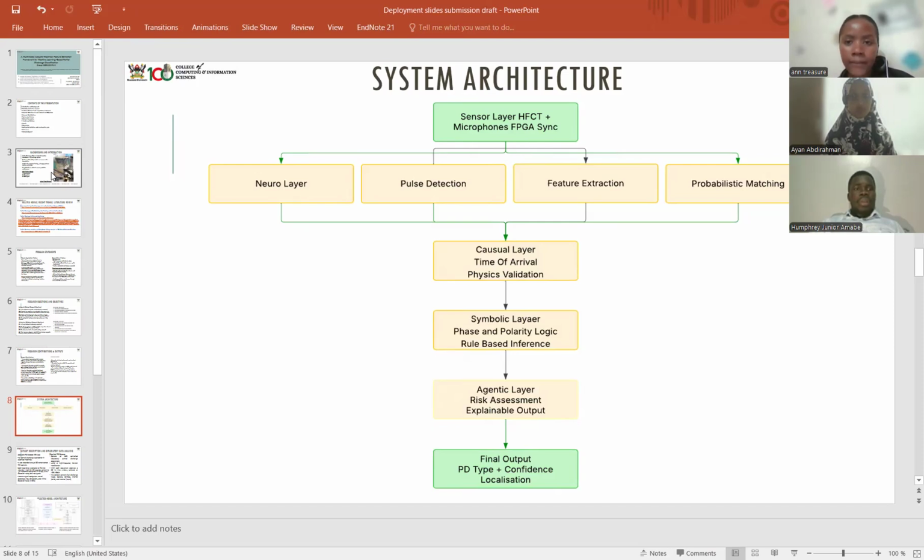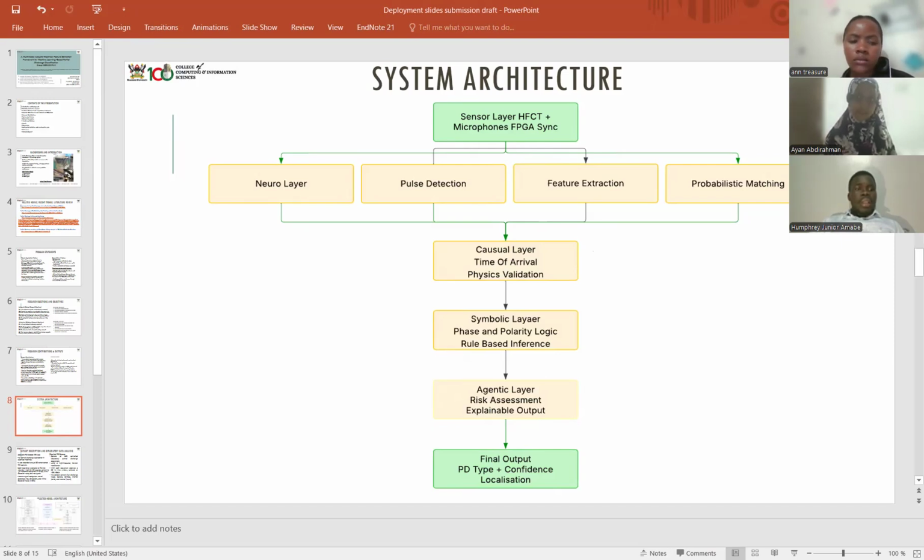The next row contains four parallel processing blocks. The neural layer captures non-linear representations from the data. The pulse detection isolates discharge events from background activity. Feature extraction transforms raw signals into discriminative descriptors in time and frequency space. And then the probabilistic matching aligns modality evidence and estimates how likely each candidate interpretation is.